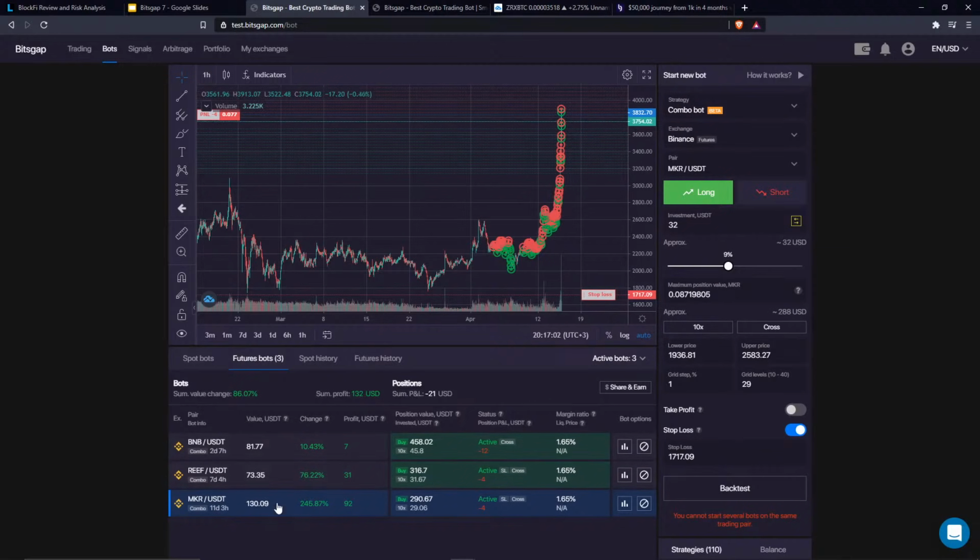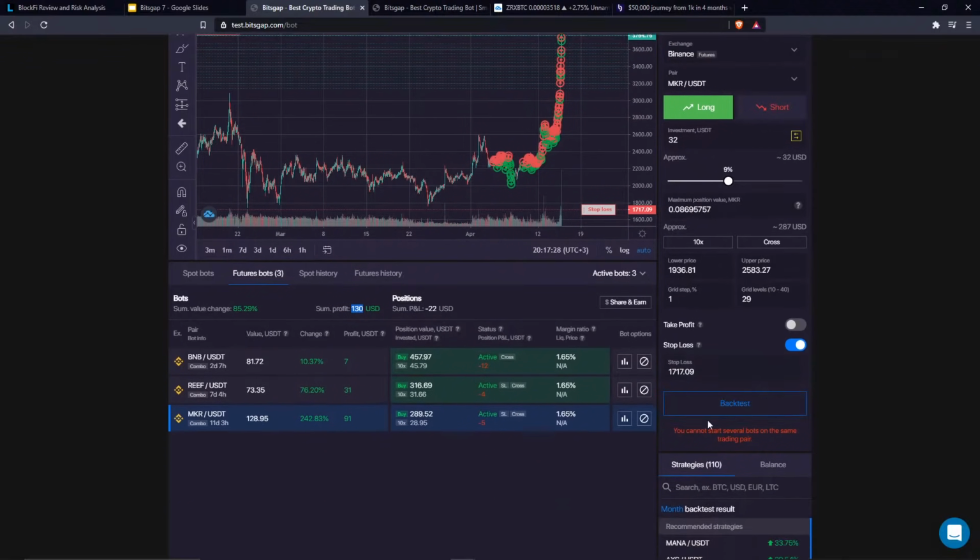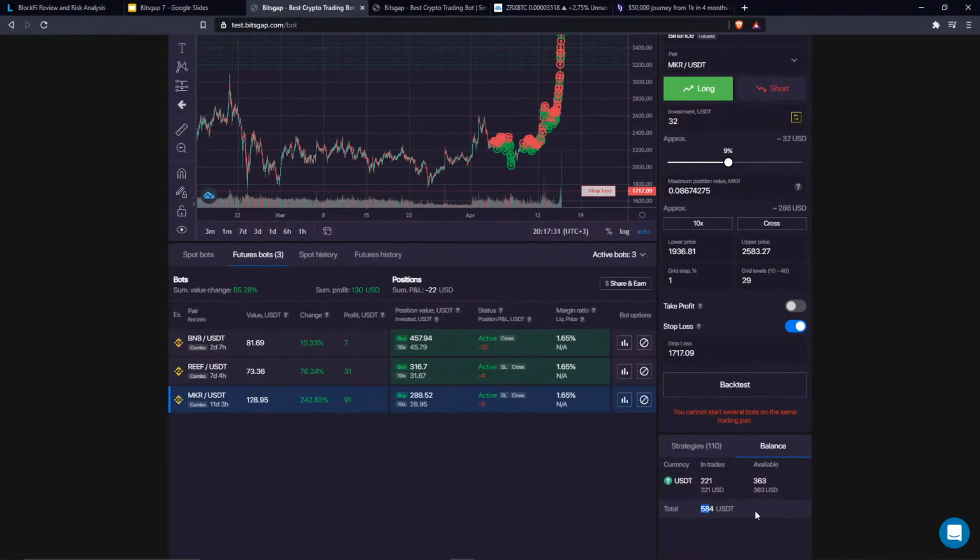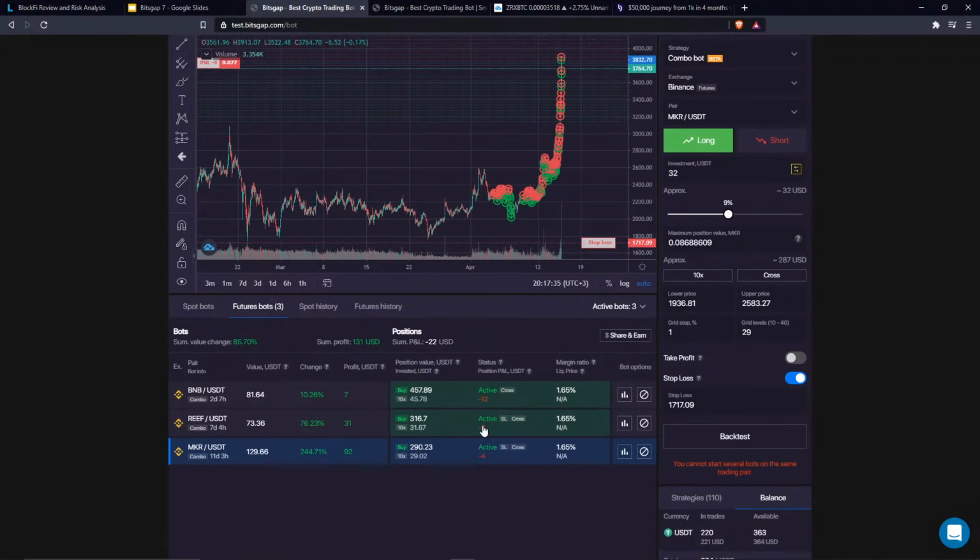So you see I have 3 trades active. The longest one is 11 days, and so far it made 244%. In total, these 3 trades made 130 USDT over the last week, on my balance of only around 470 at that time. So you see, that's an insane result in futures trading.